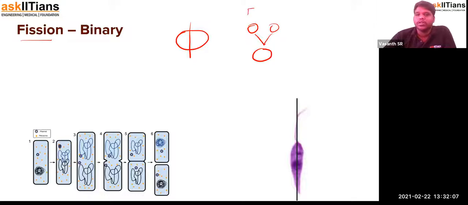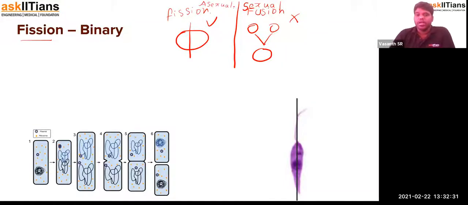So this is fusion, and this is fission. Now we are going to talk about fission and not fusion. Fusion happens in sexual reproduction, and fission is found in asexual reproduction. Now when it comes to fission, there are two types.